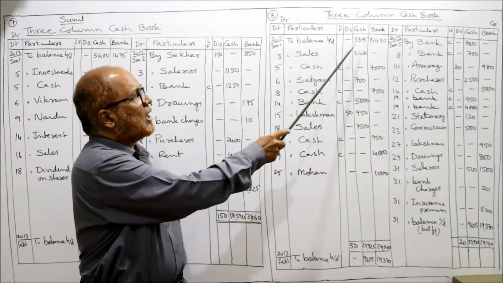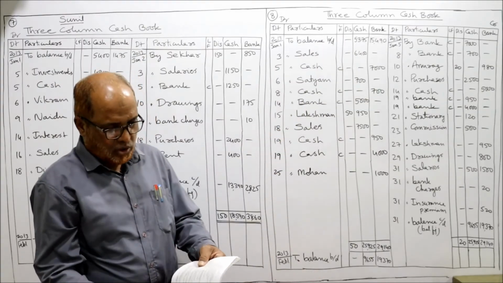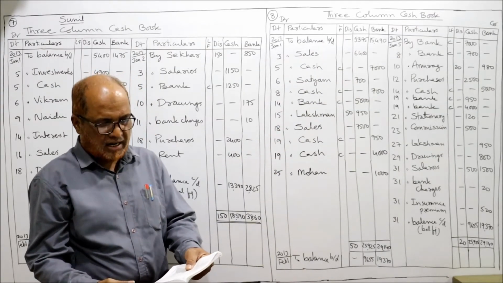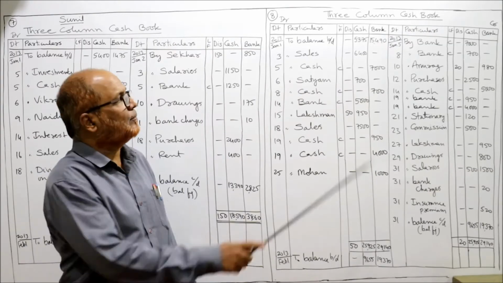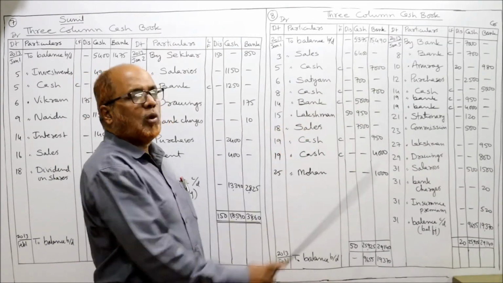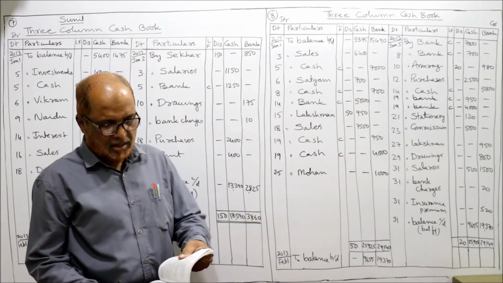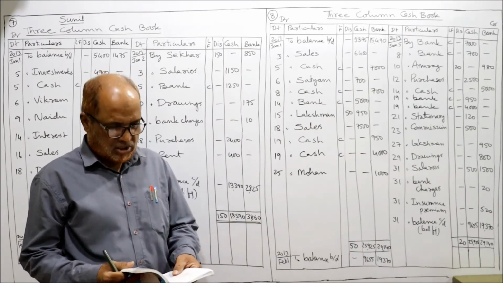To balance brought down 5375. So the opening balance is given: cash in hand 5375, balance at bank 15,490. I have taken the opening balance. Now I will start recording the transactions.